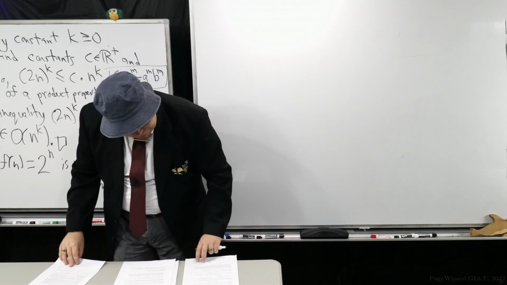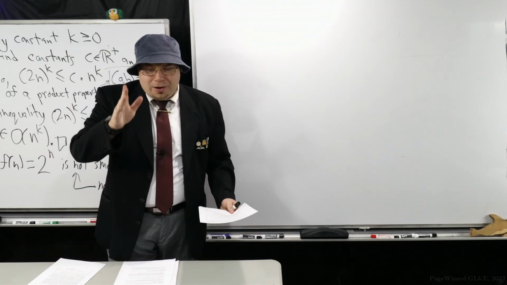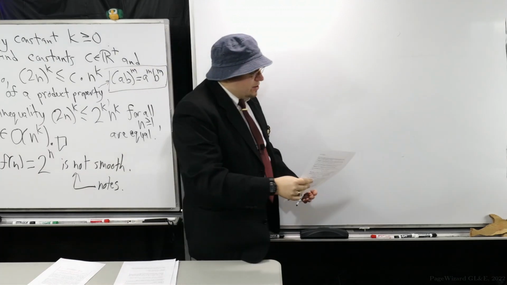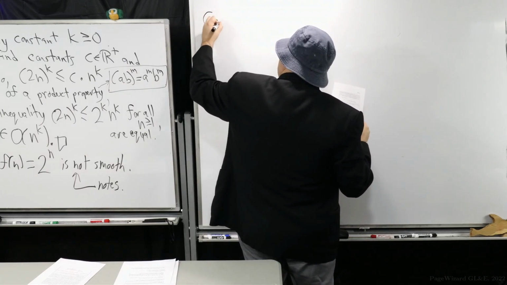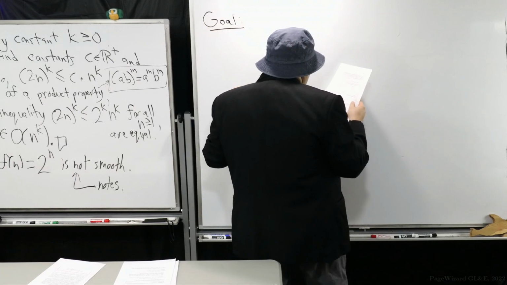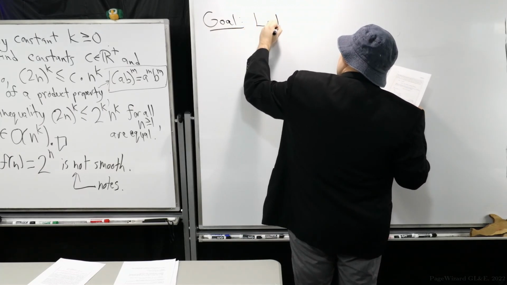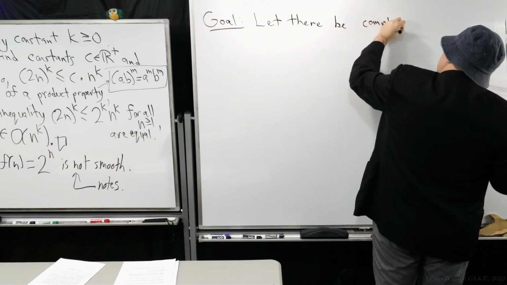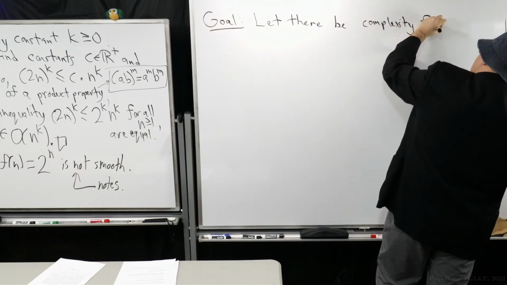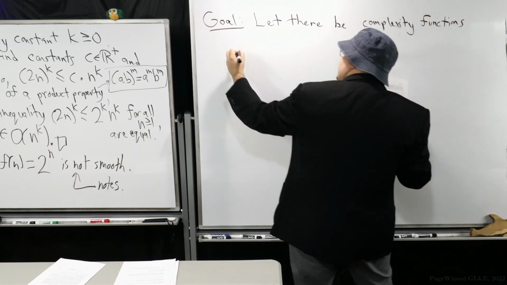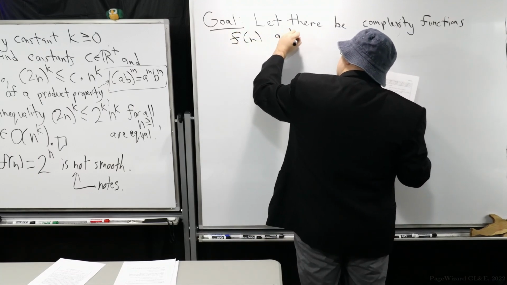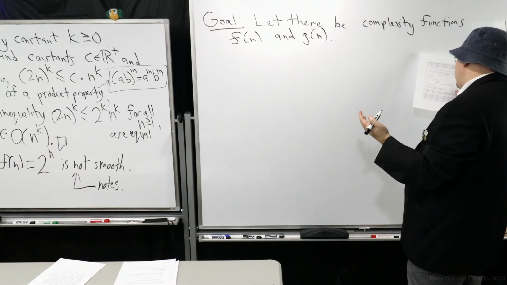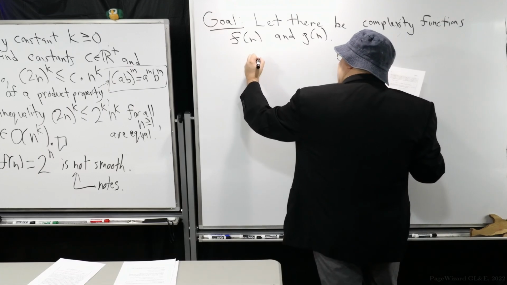We'll come to the actual proof for this, but I want to make sure you are aware of what we're trying to aim for. And it's going to be akin to the same thing we talked about just earlier. So this is our goal, the goal that we're going to try to reach. So let there be complexity functions f and g. So I suppose I have these two functions.